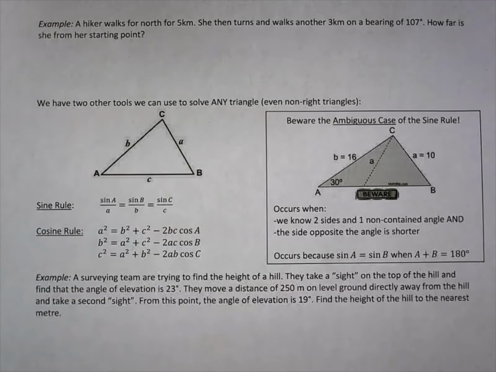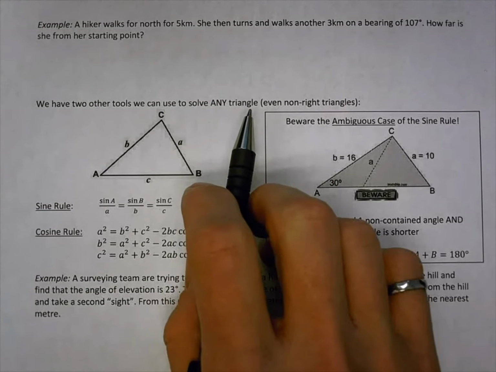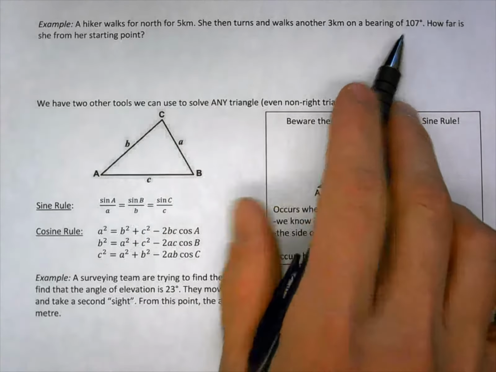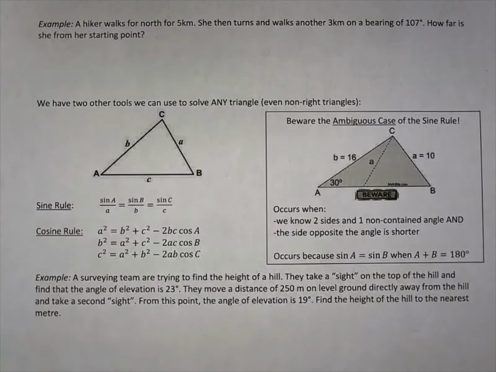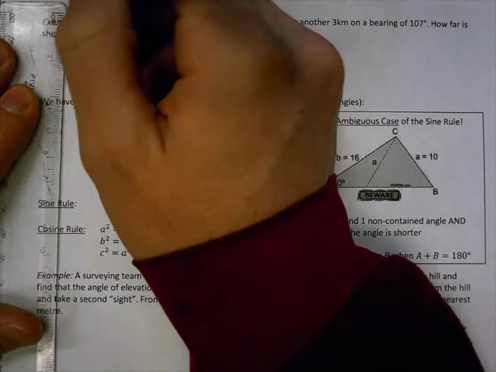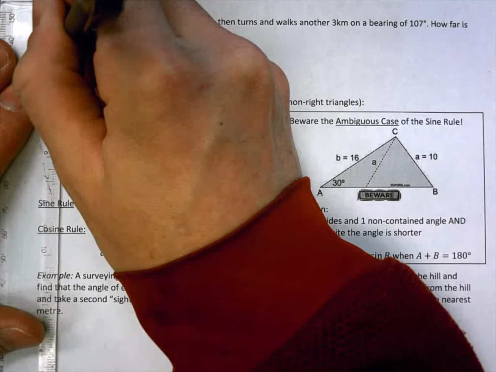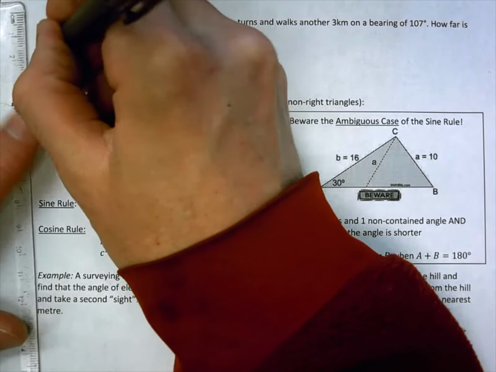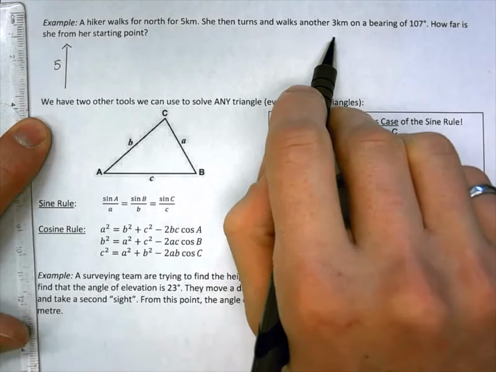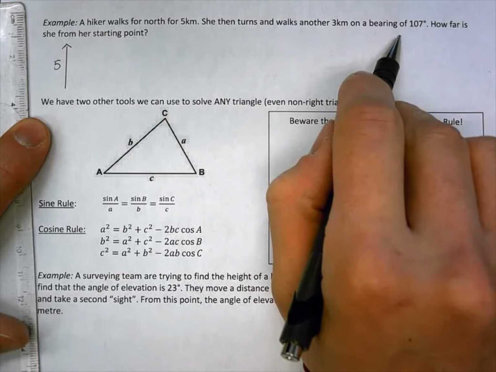So a hiker walks north for 5 kilometers. She then turns and walks another 3 kilometers on a bearing of 107. Oh, so this could be tricky, especially if you have not done a bearing question before. So our hiker walks 5 kilometers north. Then she turns and walks another 3 kilometers on a bearing of 107.